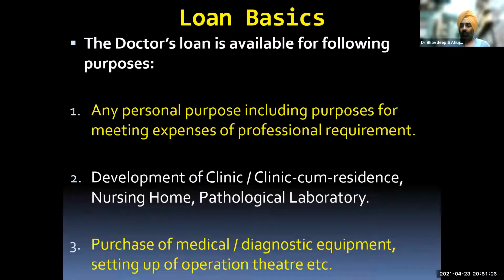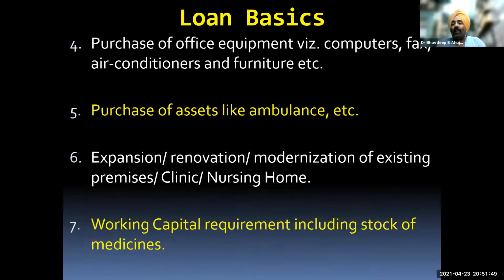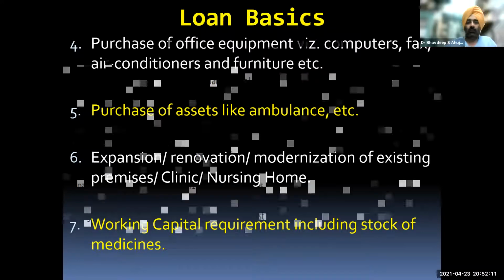So what are the purposes? The broader purposes, there are 6 or 7 actually. Either you need to meet your expenses of professional requirement, your development of clinic or residence, nursing home, or pathological laboratory. Then purchase of any medical diagnostic equipment or any OT setup or any other equipment that you need for your expansion. Then any office equipment like computers, fax, air conditioners, or your furniture. Assets like an ambulance, or expansion, renovation, or modernization of the existing premises, clinic or nursing home, or maybe working capital requirements, including stocks of medicine for doctors. So these are a few categories they actually deal in when it comes to giving the loan to the doctors.